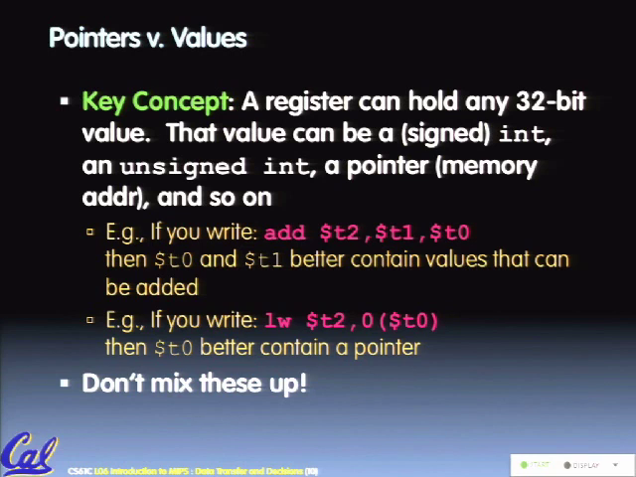If you're doing a load word, then T0 better be a pointer. It has to be a pointer, okay? How about T2? What better T2 be? Anything. You could be storing anything in memory. So there's no constraints on T2, the guy receiving that.